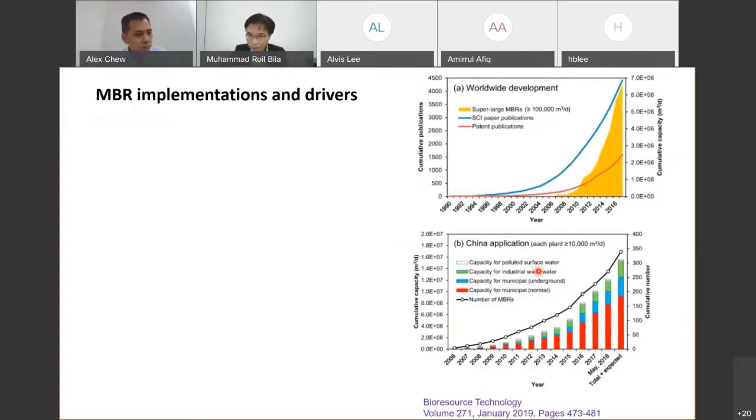In this slide, I show you applications of MBR with a capacity of above 10,000 cubic meters per day. We can also see the exponential growth of MBR application, not only for municipal, which is the blue color, but also for industrial wastewater. You see, even for industrial wastewater, the increment is way higher than the others.